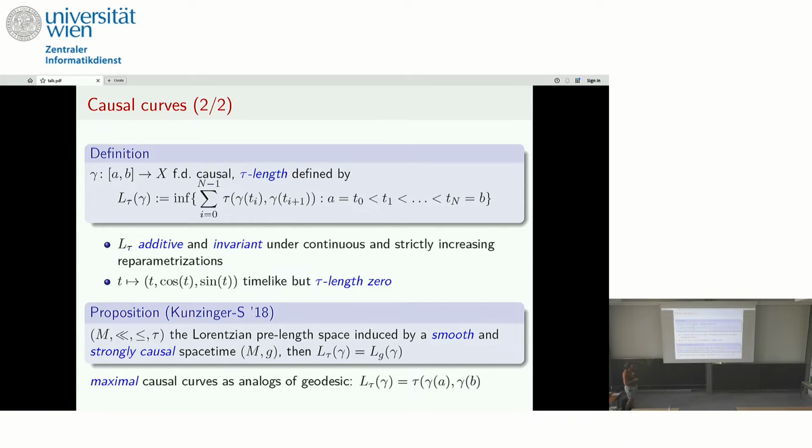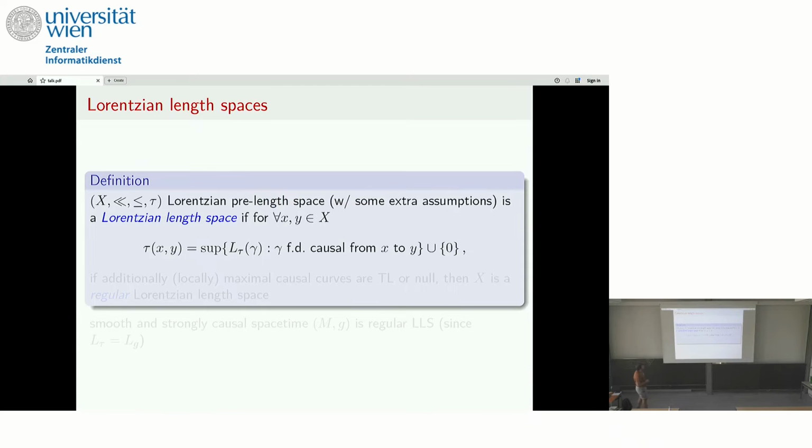Then once you have this, you can define maximal causal curves as an analog of geodesics. These are just causal curves which realize the time separation between the endpoints. And then we get to Lorentzian length spaces. You need some additional assumptions, which I will not talk about here for time reasons. But basically, it means that the time separation is intrinsic. So the time separation you start out with is actually the supremum of the length of the curves connecting the two points, so the future directed causal curves from X to Y.